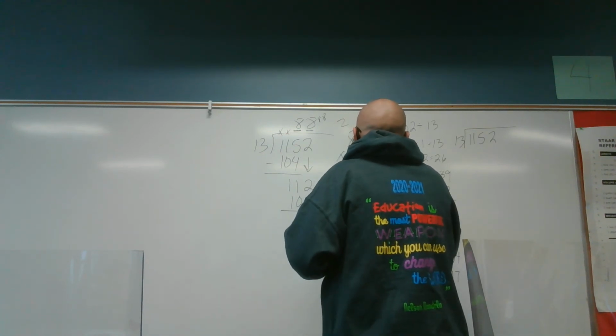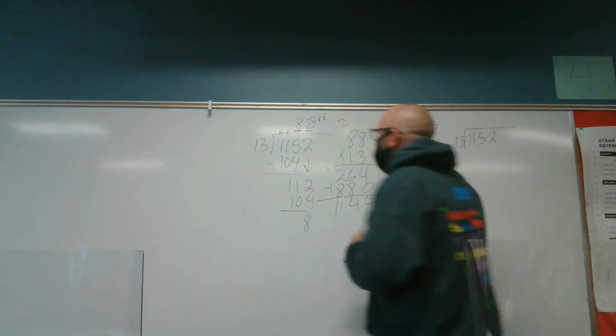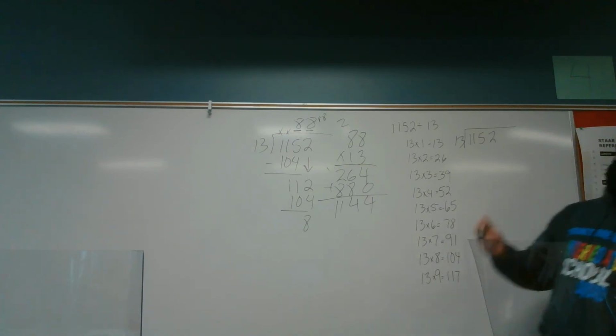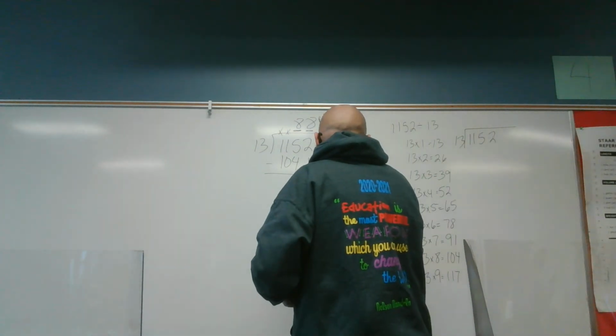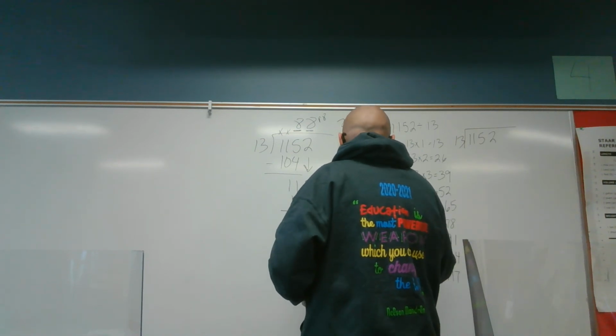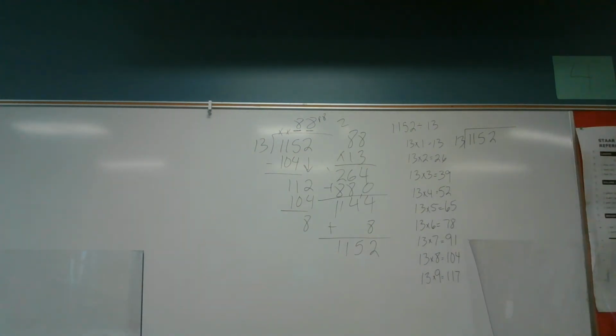Boom, add it. 4, 14. Carry the 1, 10, 11. Oh, it doesn't work. Why doesn't it work? It's 88 remainder 8. I have to add my remainder in. Oh, I was right. Thank you, Mr. McMurdo. See, it's 88 remainder 8. You have to add your remainder in after you multiply.